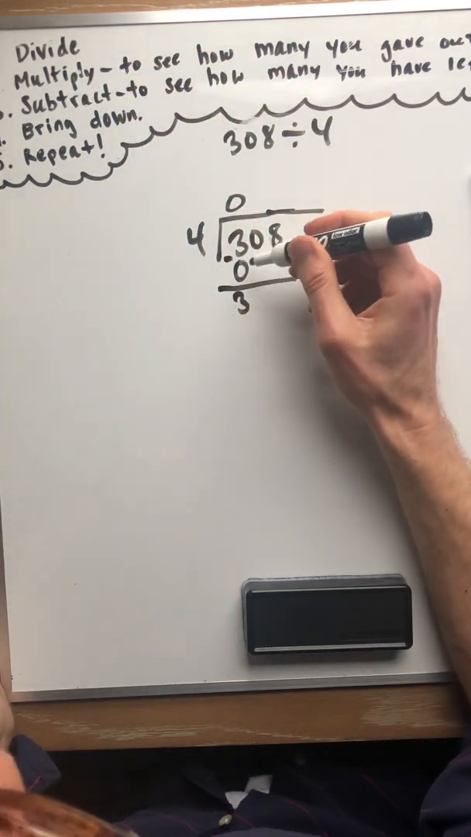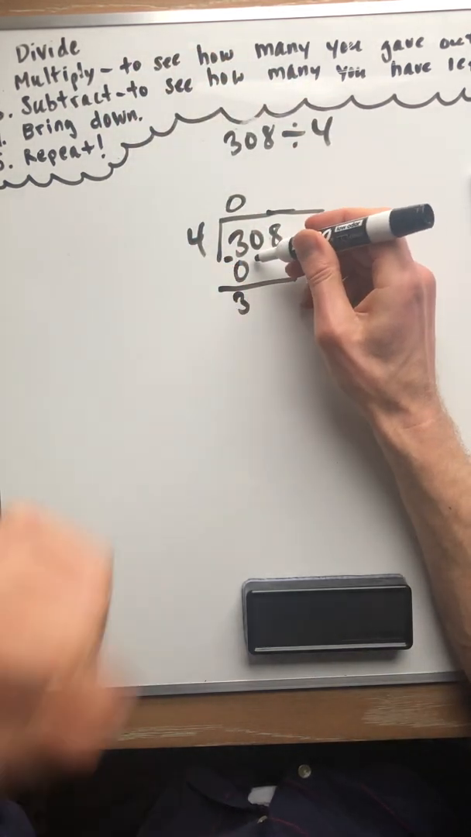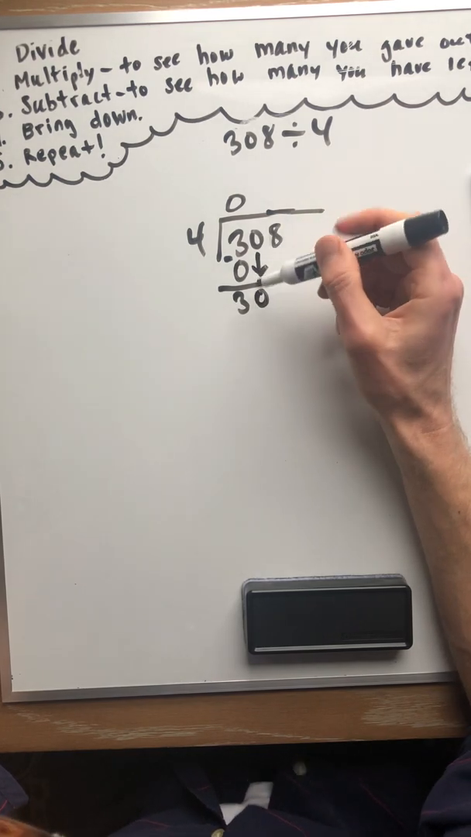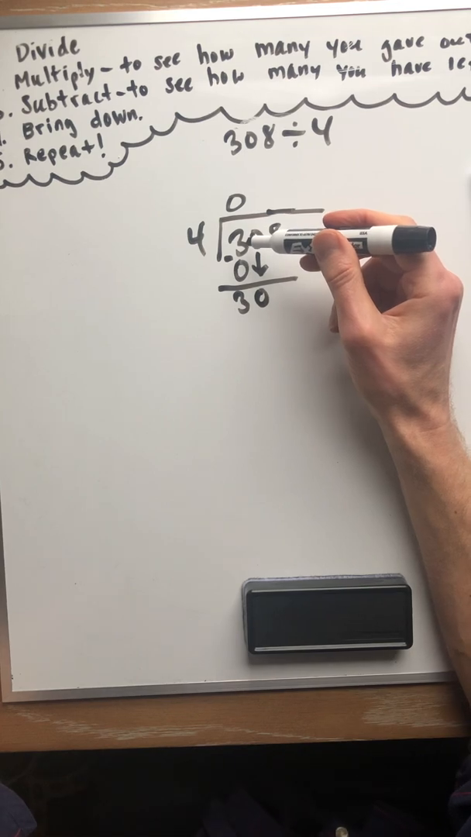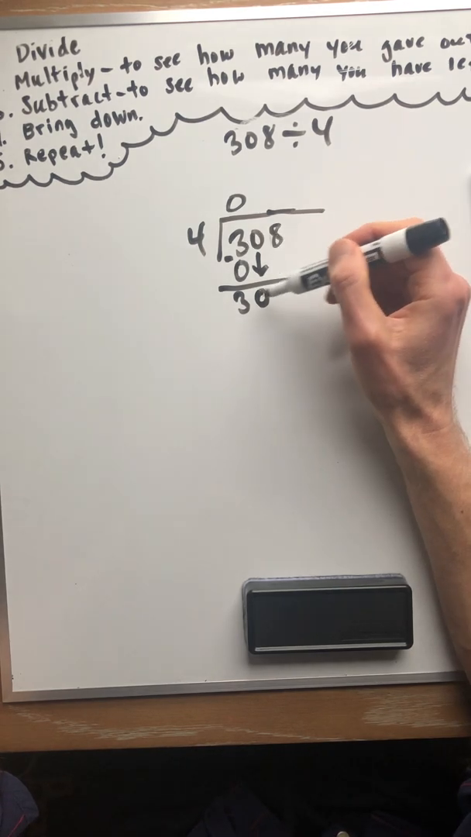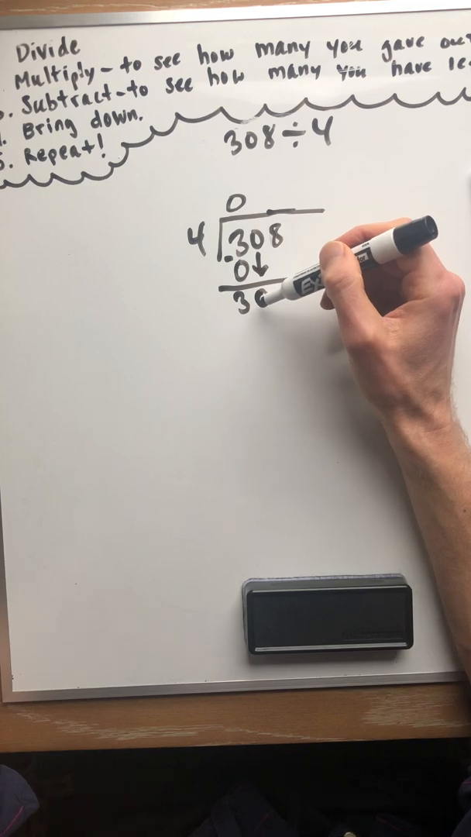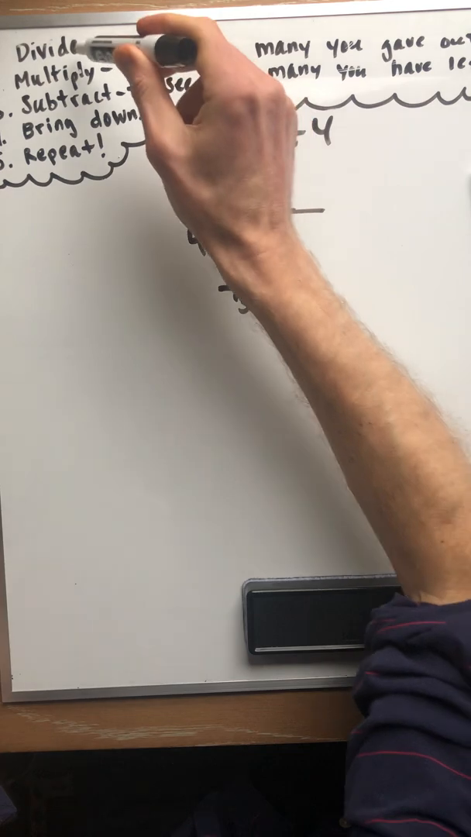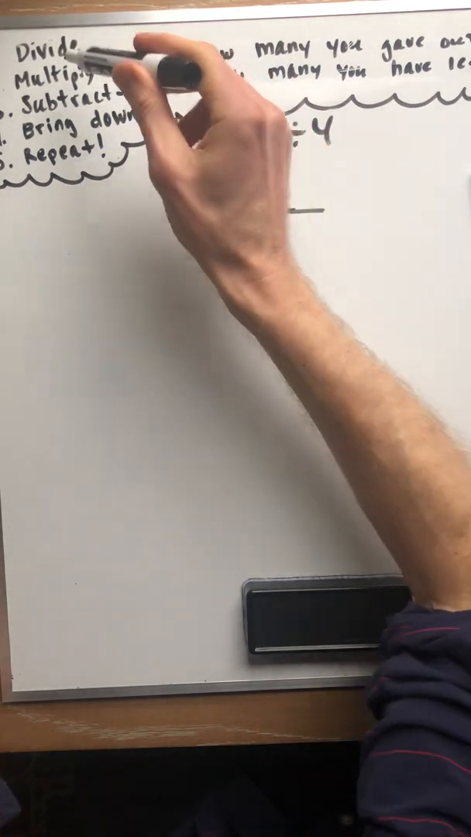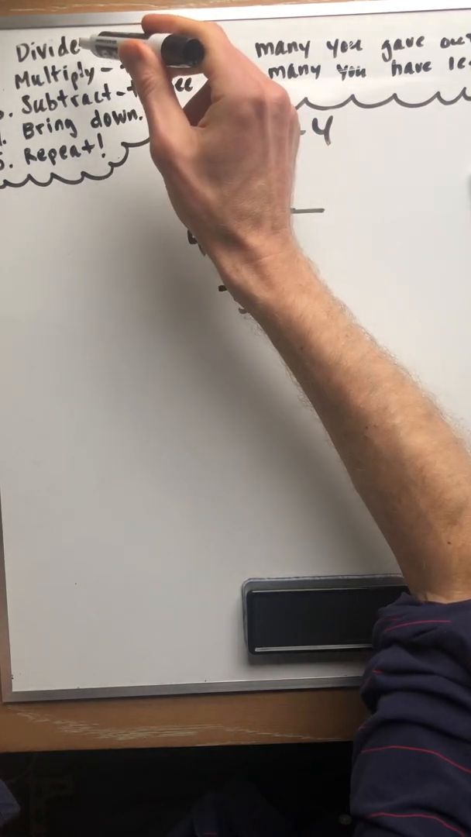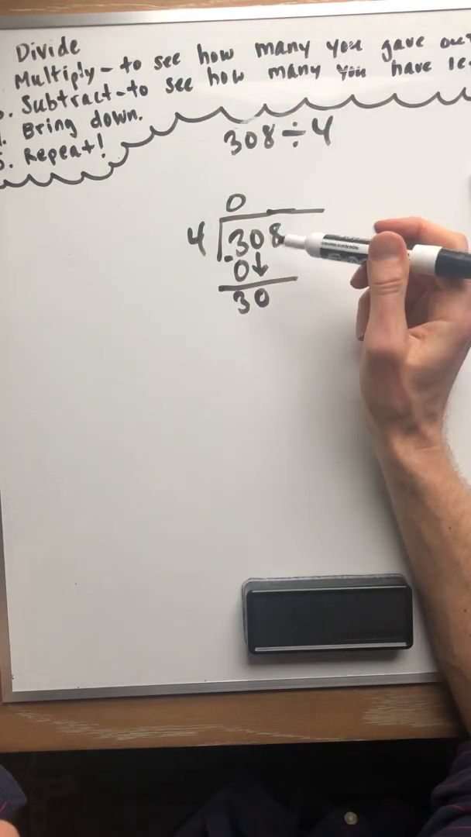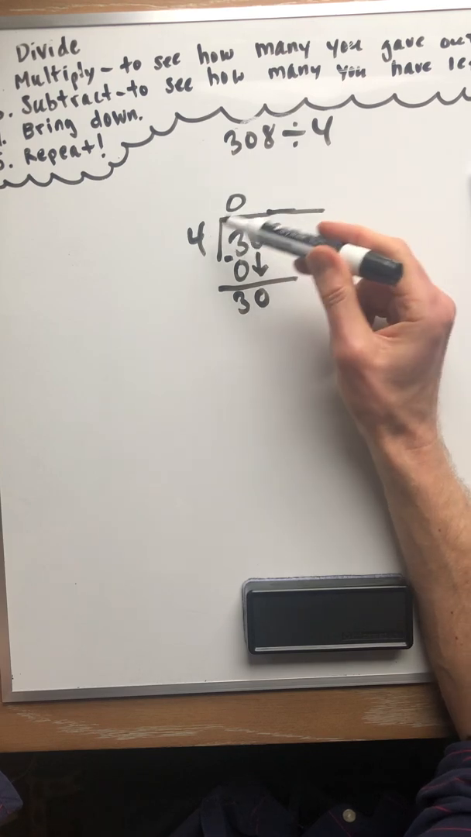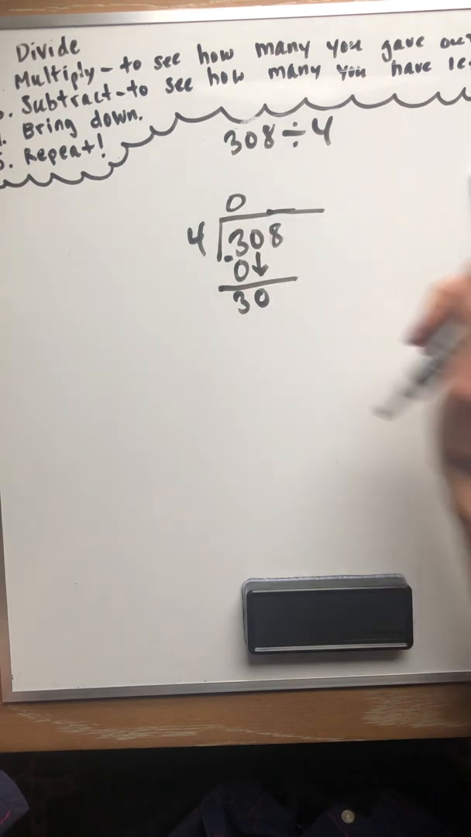Bring down. Okay, so she gave out 0 hundreds, but now she's going to give out some tens. So I bring it down, and she changes that $300 bill into 30 tens. And she says, now I can pay you guys. And we're like, yeah. So now we're back up to repeat. Divide is the next step. So 30 divided by 4 is what? Or 4 times what equals 30?